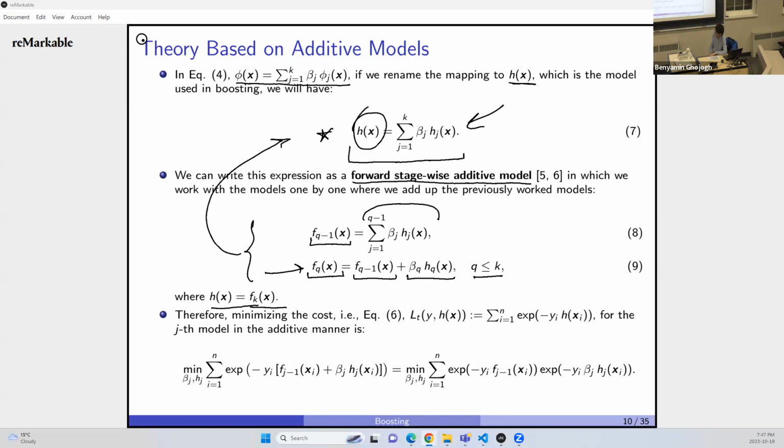Okay. Now, therefore, minimizing the cost, which was equation 6. This is equation 6. I'm repeating it here. Okay. This was the cost. Do you remember the total loss?